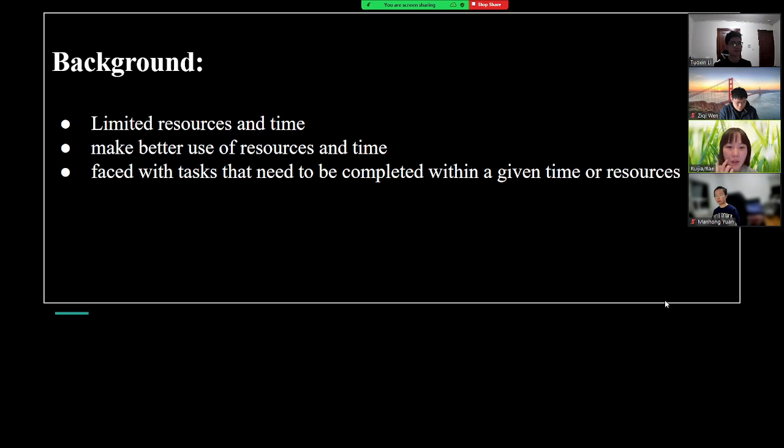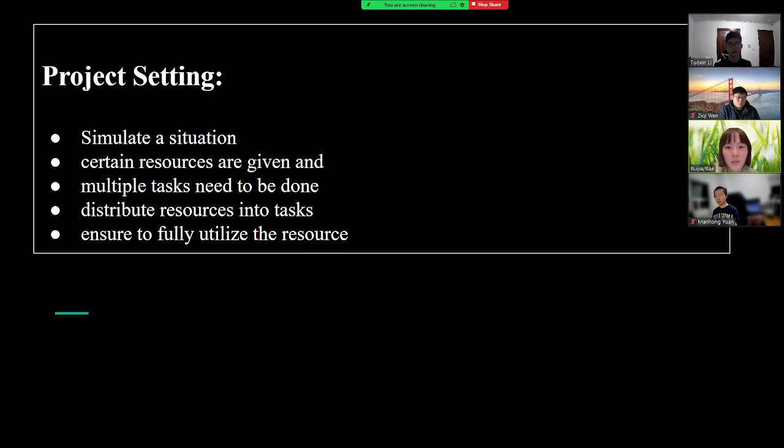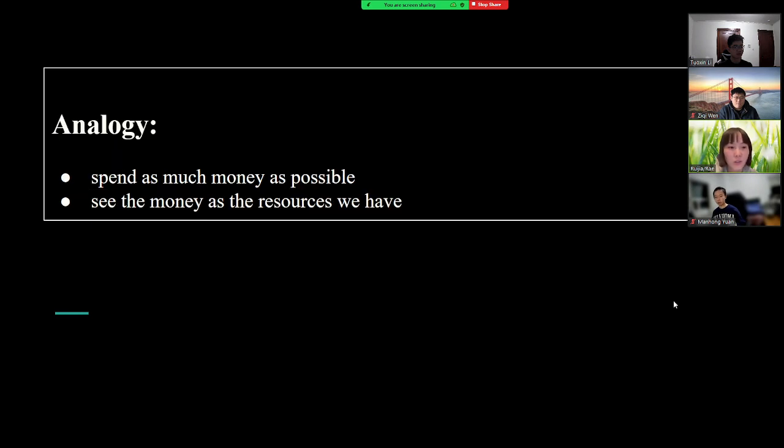For the background, given that we have limited resources and time, how to make better use of resources and time is always a hot topic. This topic is very relevant to us. In this project setting, we will simulate a situation in which certain resources are given and multiple tasks need to be done. The person should distribute resources into tasks and ensure to fully utilize the resources.